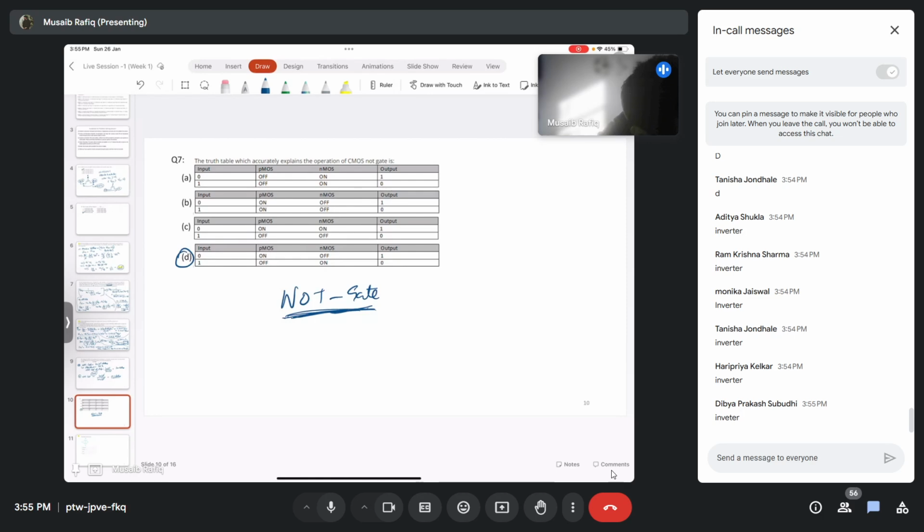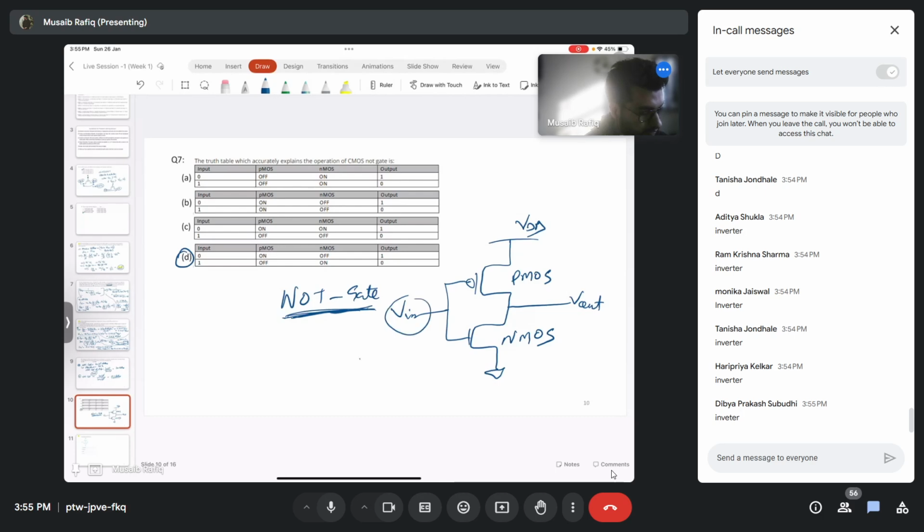So in a CMOS inverter, which is typically made like this, this is your PMOS, this is your NMOS. So when your input is low, your output is high. When your output is high, your input is low. So when your input is low, PMOS is on and NMOS is off. As a result, VDD is connected to your output node. So Vout is equal to VDD, and PMOS is on.